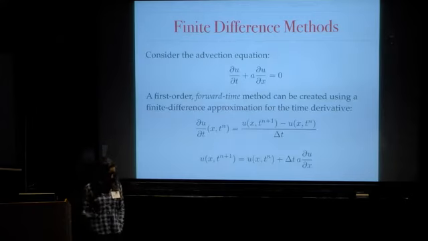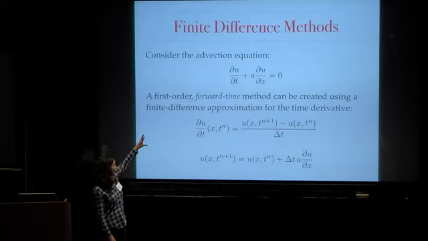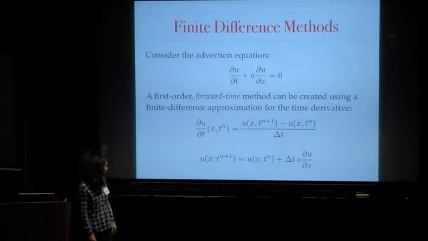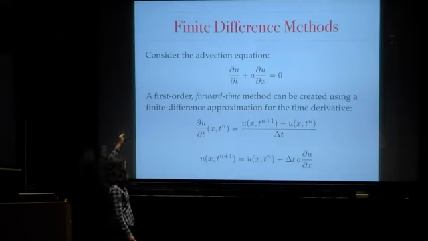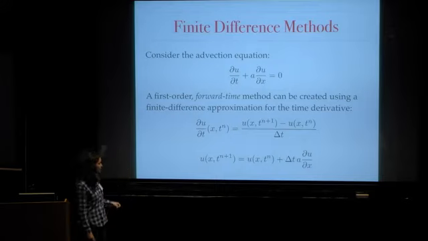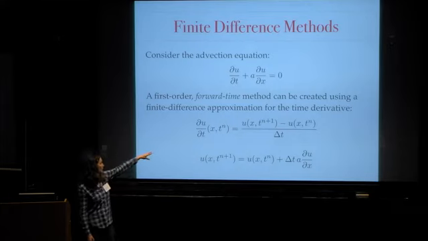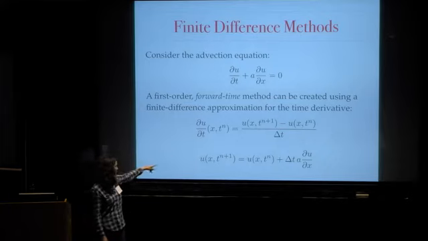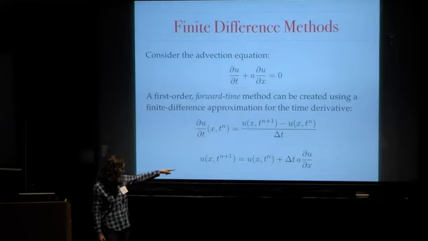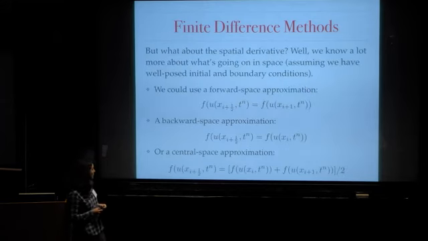So as our first example, we're going to return to the advection equation, which you've already seen several times. Here I'm expressing it as du dt plus a times du dx equals 0. If we return now to our first order forward time method, we can create a finite difference approximation for that time derivative. So then we have du dt is equal to u at tn plus 1 minus u at tn over delta t. Solve that, and we get a value for u at tn plus 1, but we still have this partial derivative in x to deal with. So what are we going to do about that?